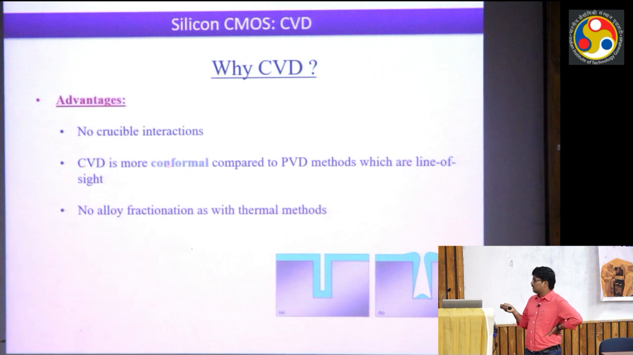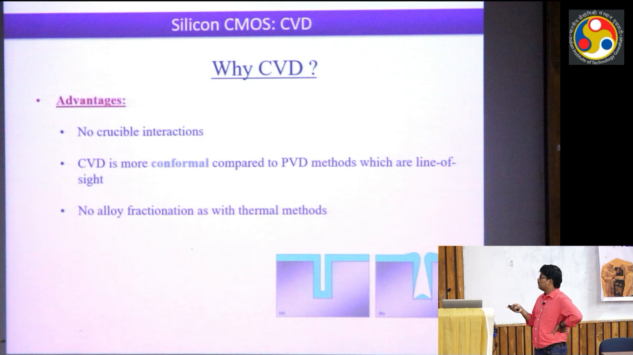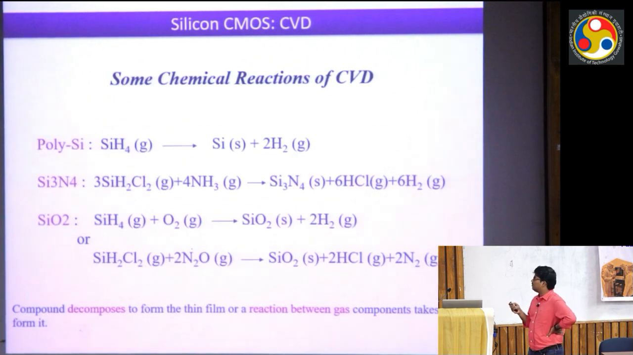Another important thing that I think Dr. Tanmay also discussed a lot is that using CVD you will get more conformal deposition compared to PVD. So you can see this kind of uniform deposition on a patterned substrate using CVD, but in the case of PVD it is very difficult because we have line of sight deposition. Another few advantages are that there is no alloy fraction as there is with the other thermal methods. So these are the advantages of CVD.